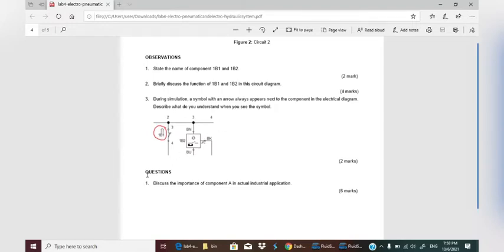For question number 1, discuss the importance of component A in an actual application. The function of this component is to provide the pneumatic system with well-cleaned compressed air. The air produced by the air compressor is not clean and regulated. This can cause several problems to the system.